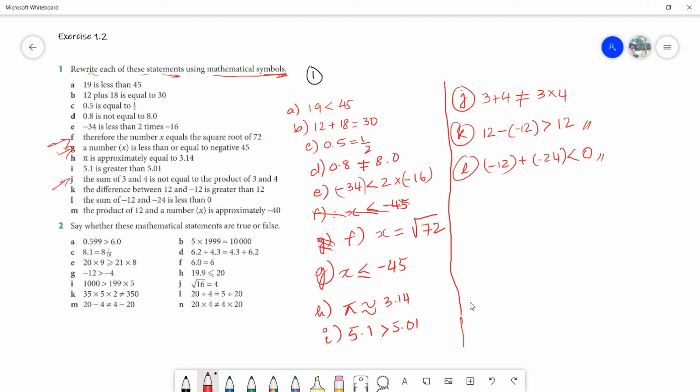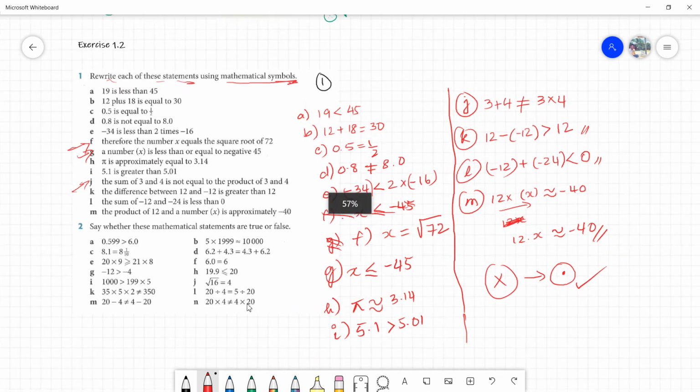And then we have M. The product of 12 and a number x is approximately negative 40. We can also write this in this way: 12 times x is approximately negative 40. We can denote the multiplication sign by just a dot. Okay. Here we are done with question 1. Moving to question 2.